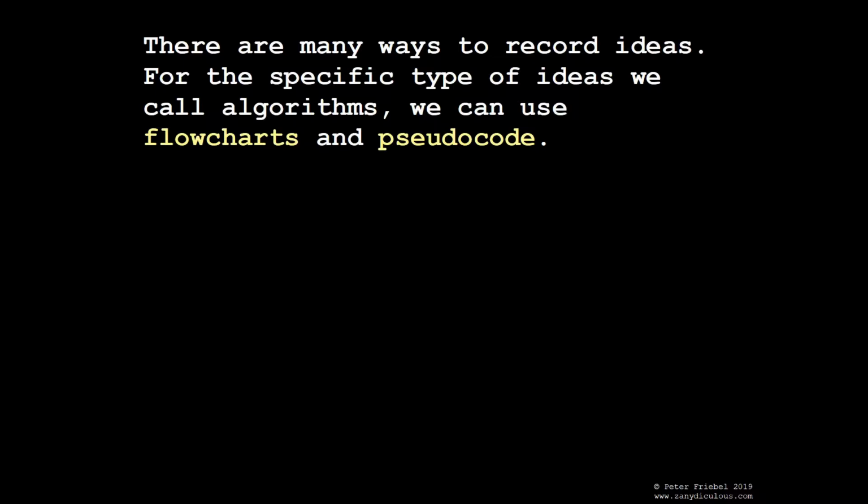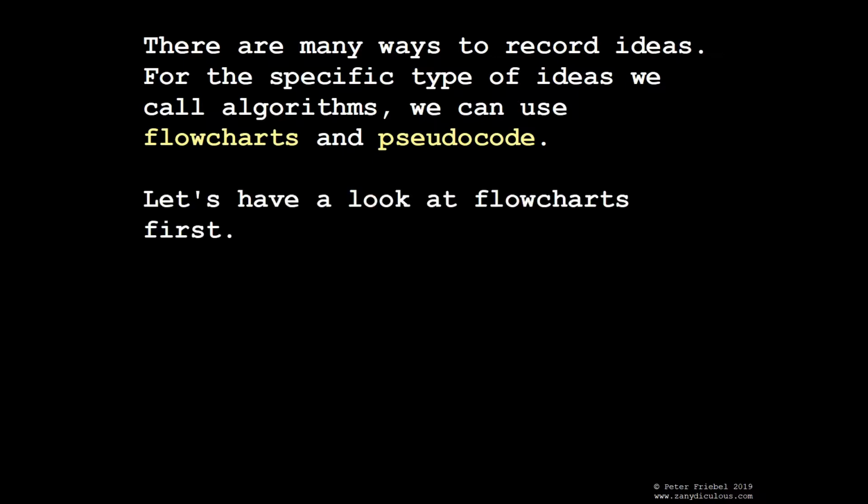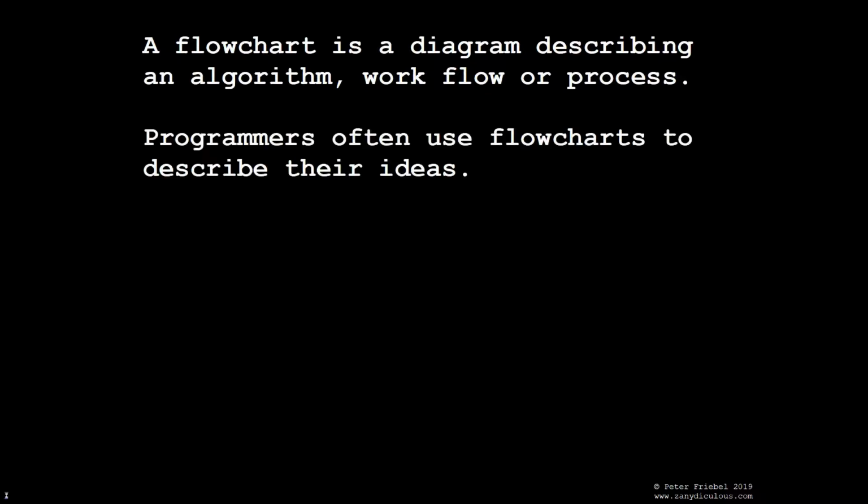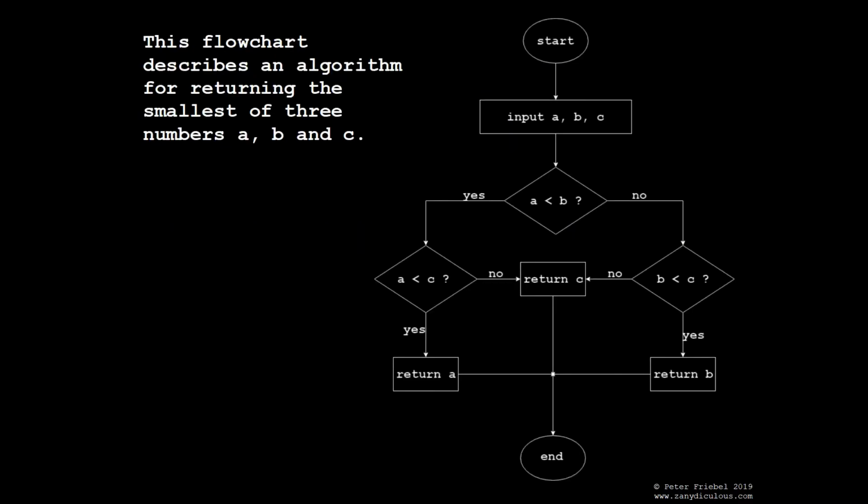There are many ways to record ideas. For the specific type of ideas we call algorithms, we can use flowcharts and pseudocode. Let's have a look at flowcharts first. A flowchart is a diagram describing an algorithm, workflow or process. Programmers often use flowcharts to describe their ideas. Let's have a look at one. This flowchart describes an algorithm for returning the smallest of three numbers, a, b, and c.